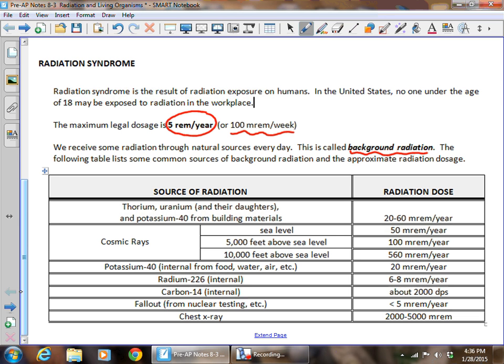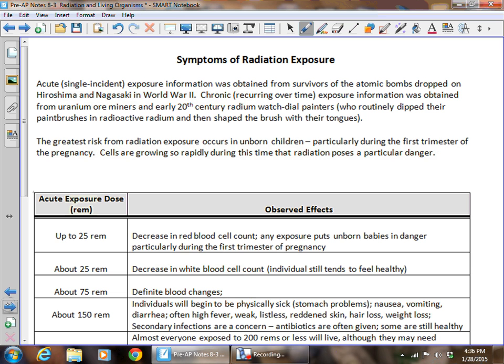But you can see here how much radiation that you can get just from building materials that contain uranium and thorium, from cosmic rays, depending on how high you are above sea level. Just things from food that you'll get, carbon-14 that's present in all living organisms, stuff from fallout, from US testing nuclear weapons, chest x-rays, different kinds of x-rays will give you those amounts. So that's considered to be, I guess, background radiation would be the best way to refer to it.